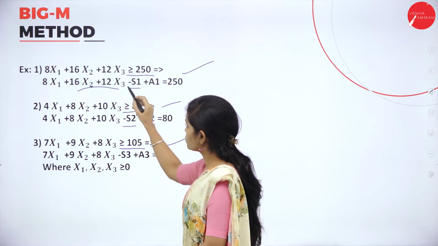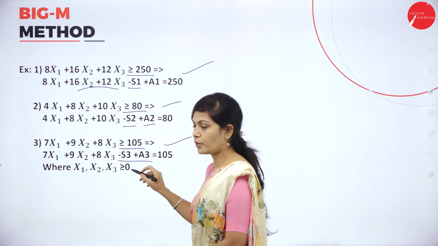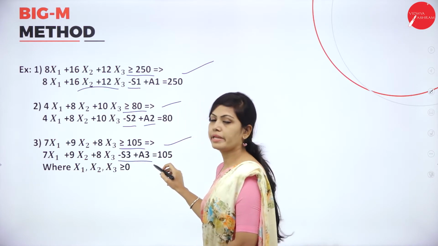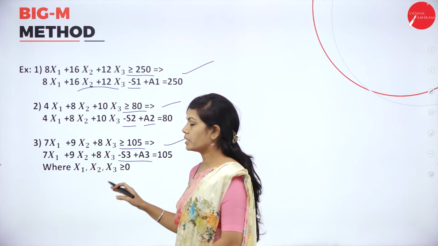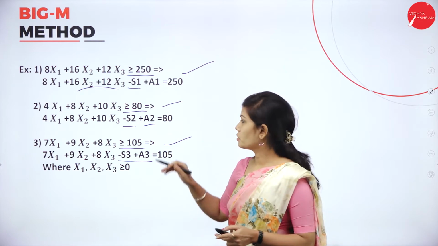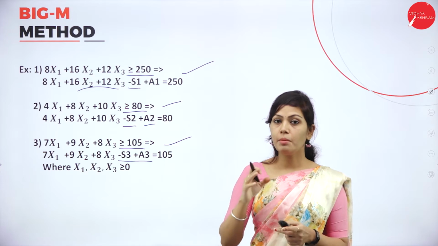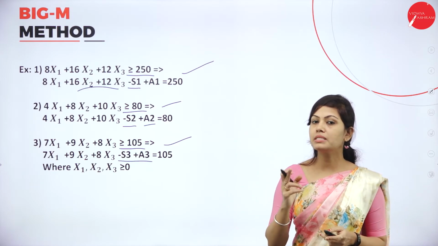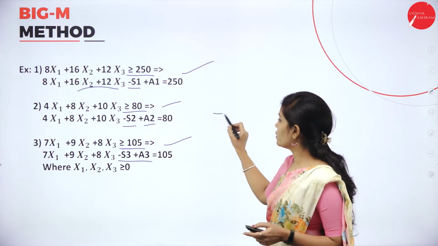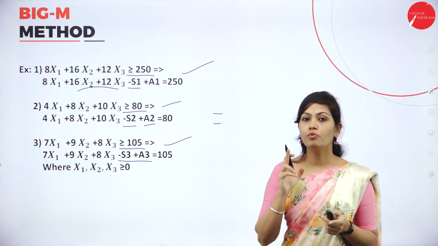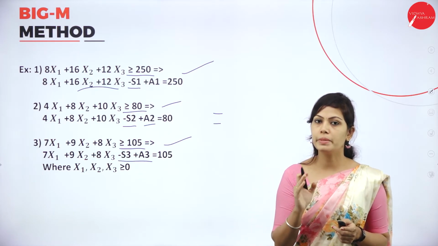So here S1, S2 is finished. Now I am subtracting the third surplus variable S3 and adding artificial variable A3, equal to 105, where x1, x2, x3 are greater than or equal to 0. So like this, you have to convert the inequality into equality by subtracting the surplus variable and adding the artificial variable in the Big M method. And also, if you get an equal type constraint, you have to add only the artificial variable. So this is about your Big M method.